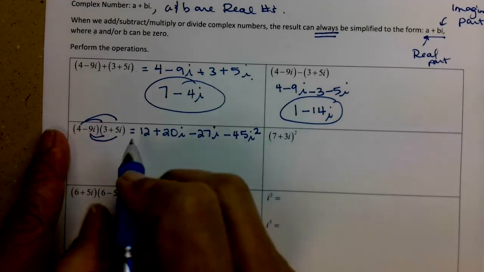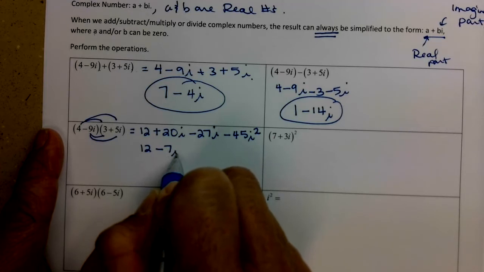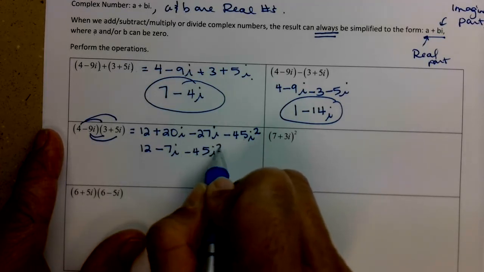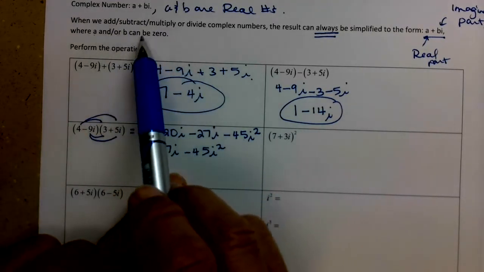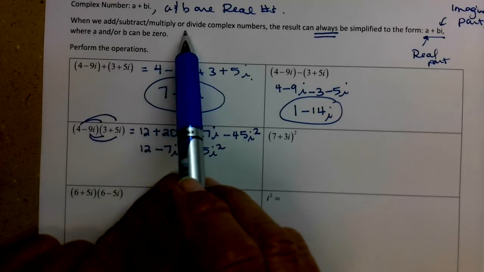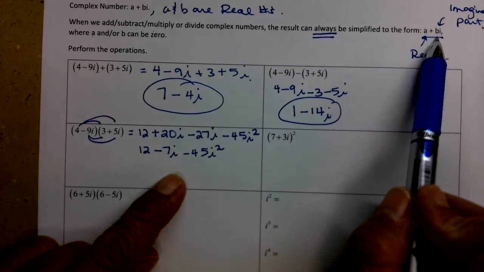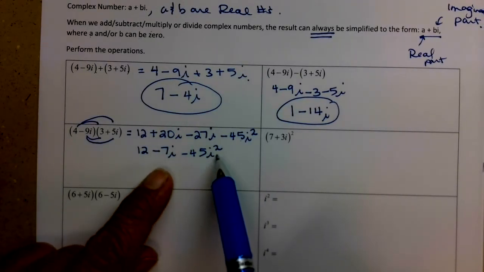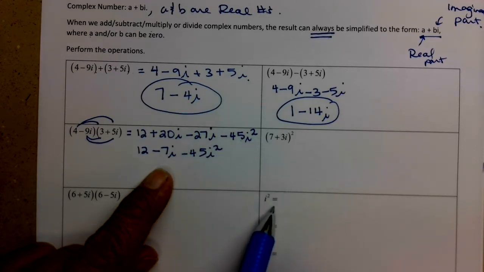So I'm going to do this in a couple of steps. I get my 12, I get minus 7i, and then I have minus 45 i squared. Well, I said up here, when we add, subtract, multiply, or divide, the results can always be simplified to a plus bi. Well, I have a plus bi plus something i squared. How do I get rid of this term right here? I'm going to hop down here and do a little cheat. So i squared.